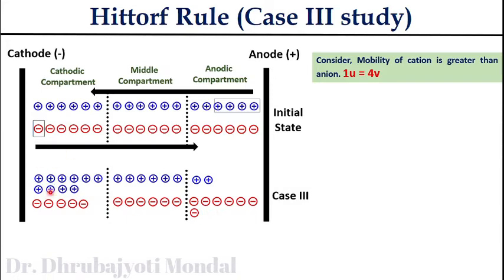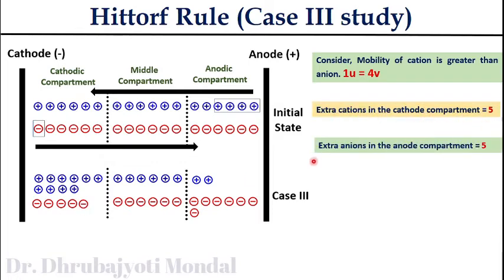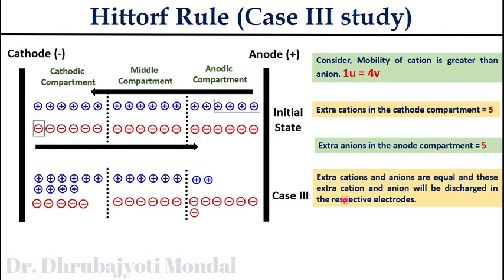If you consider the cathodic compartment, what are the extra cations? It is 10 minus 5, which is also 5. So the extra cations in the cathode compartment equal 5, and the extra anions in the anode compartment also equal 5. So both are again equal. Again you can see that the extra cations and anions do not depend on the speed or mobility of the ions.